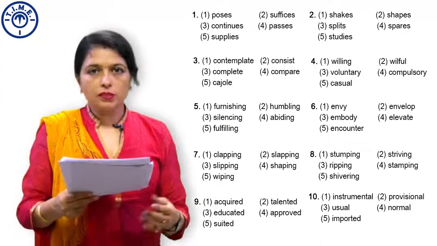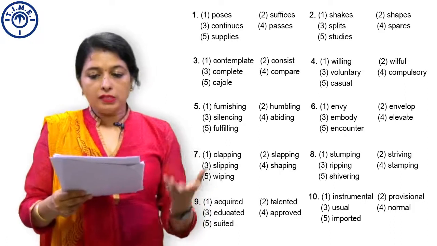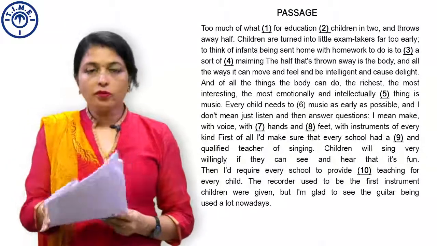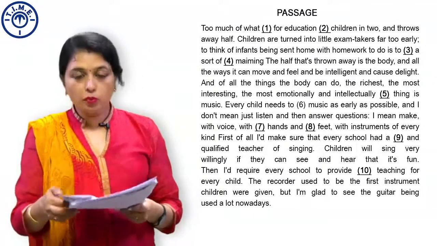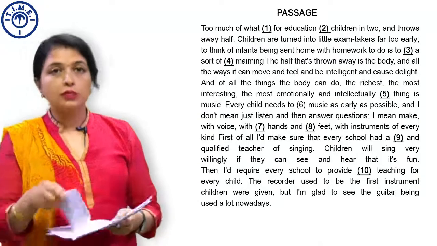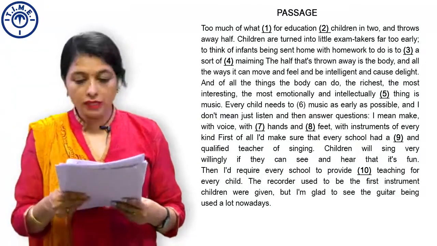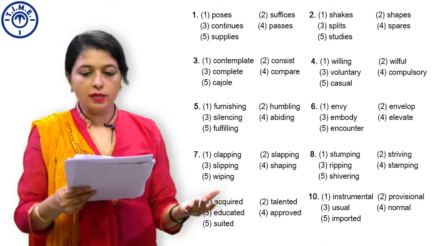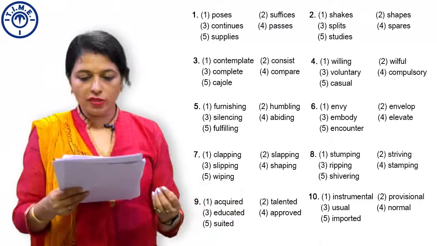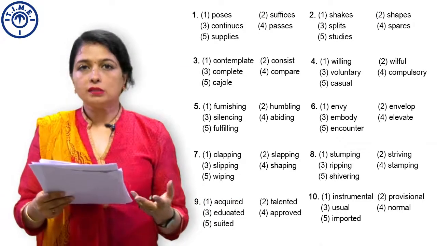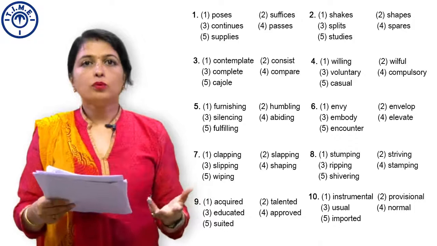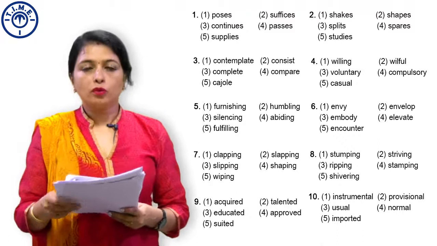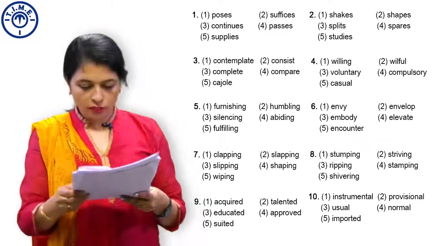Now, encounter is the best choice because envy is negative and we do not need a negative word here. We cannot have every child needs to envy music because that is not what the author intends. Envelope music also has no relevance in this context. Embody is of course very far-fetched and too extreme. Elevate is not related at all. So, the word most suitable for this blank is encounter. Okay. So, for this blank the relevant choice is choice number 5.